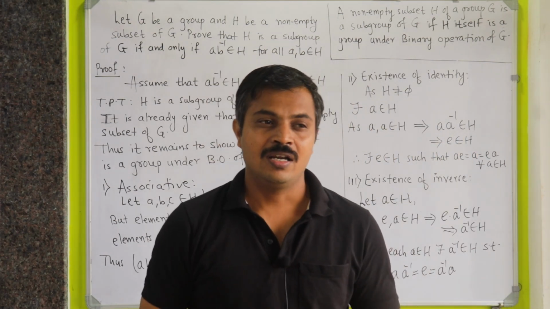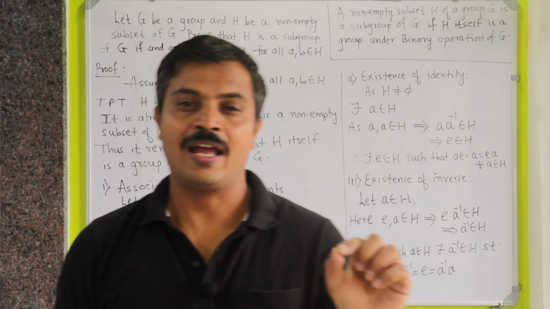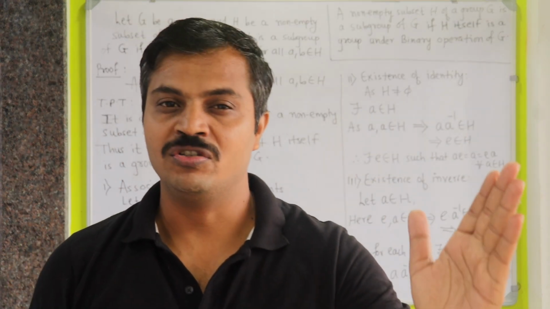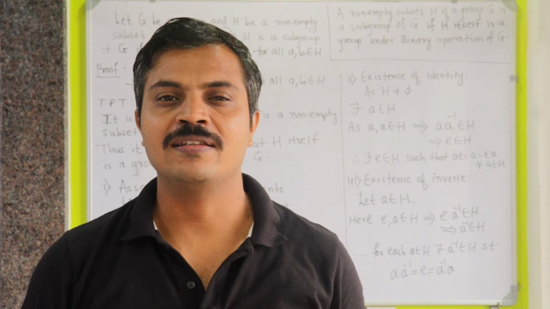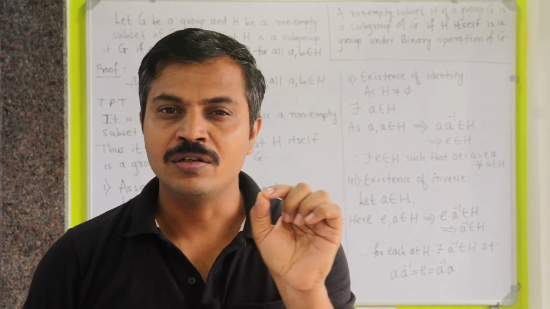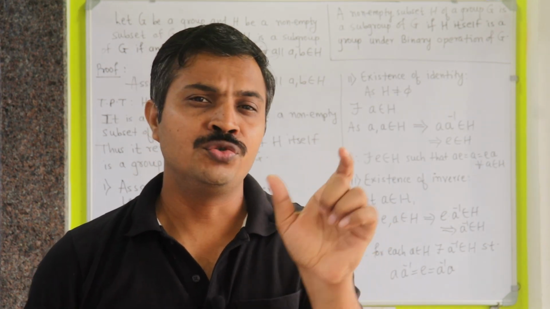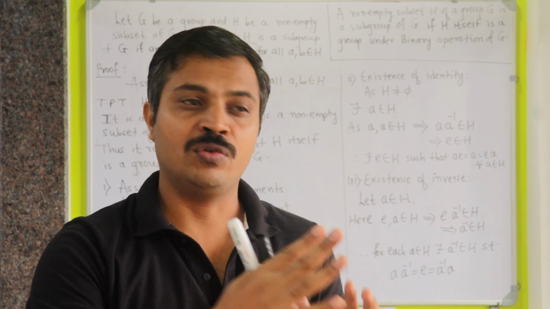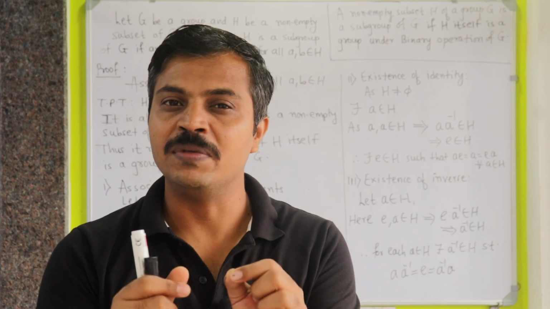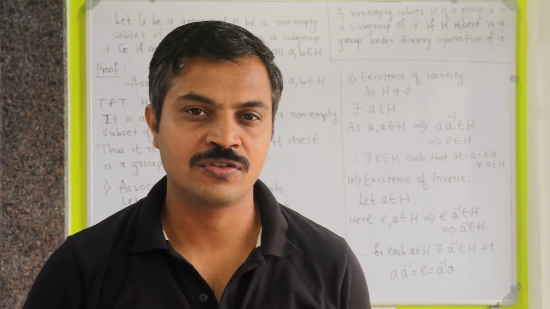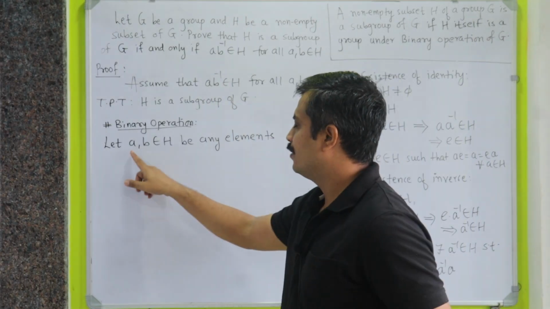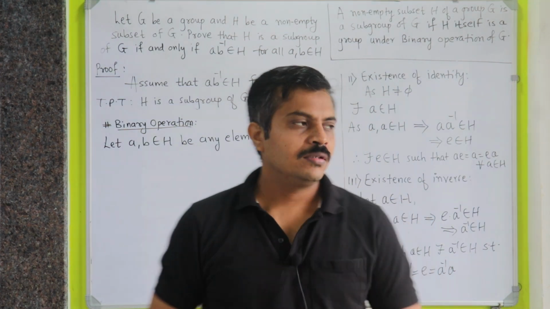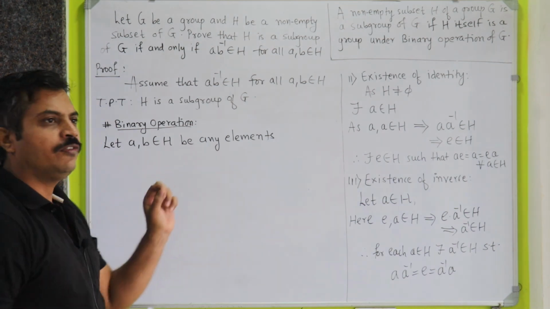Now it remains to show that the binary operation in G is also a binary operation in H, right? Remember, that part is left. So in order to prove it, we should start with two elements of H. We are going to call them a, b, and we are going to show that a dot b is also in H.